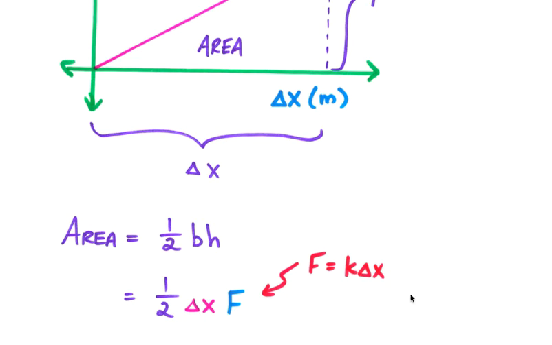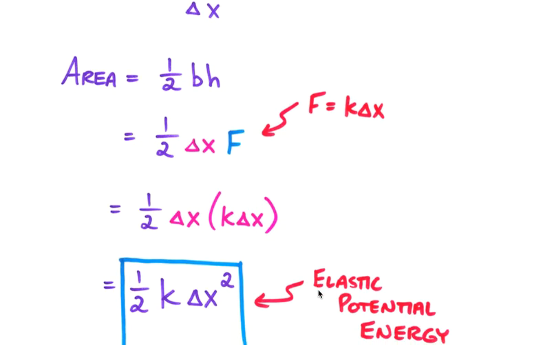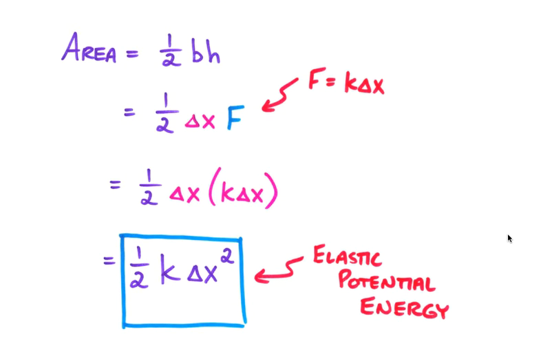We realize Hooke's law tells us that the force is also equal to k delta x. I should be able to replace F with k delta x, and when that is done, I wind up with 1/2 delta x times k delta x, which simplifies to 1/2 k delta x squared.